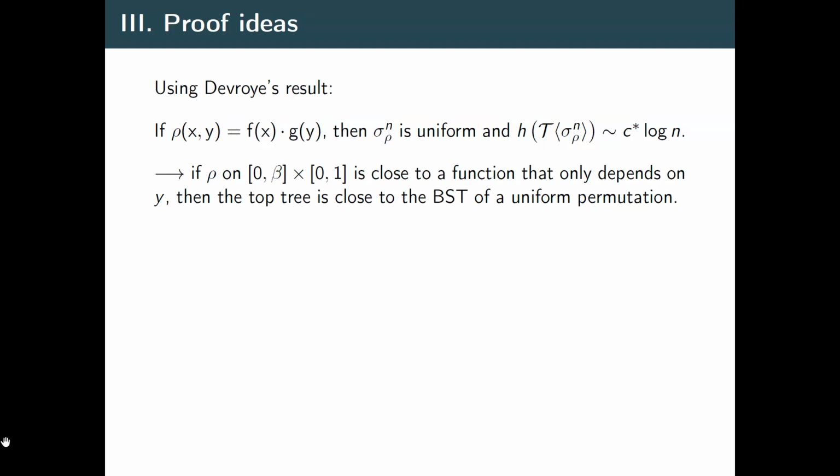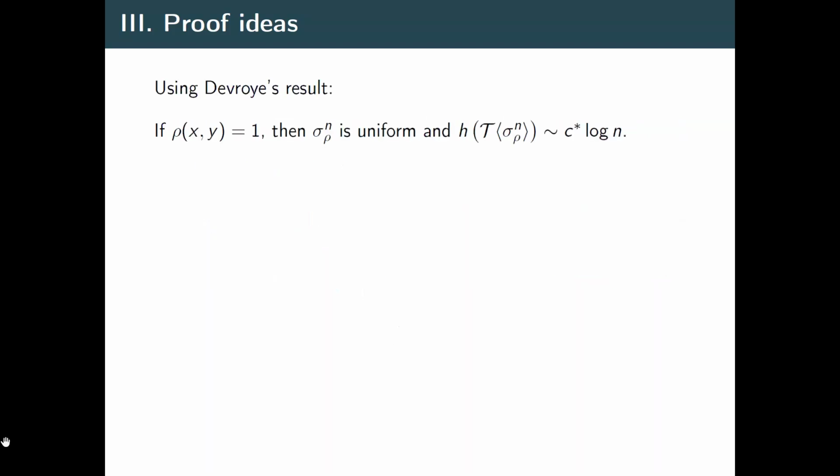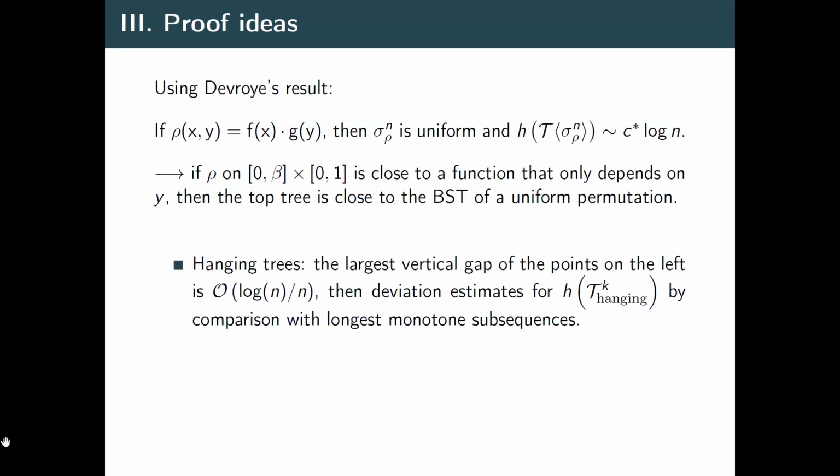And when you do that, well, you can bound rho between two functions that only depend on y, and then you do the exact same thing as before, except P minus and P plus are not homogeneous, but their densities are functions of y. And we can still apply the uniform result for them. And when you do that, you can make the estimates good. Okay, so that's just for the height of the top tree. And well, if you want to prove the result for the height of the whole tree, you still need to study the hanging trees.